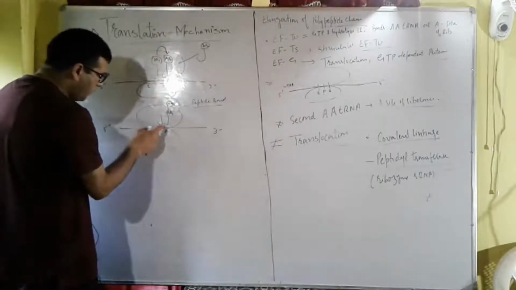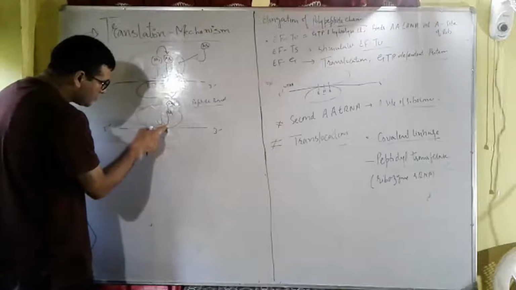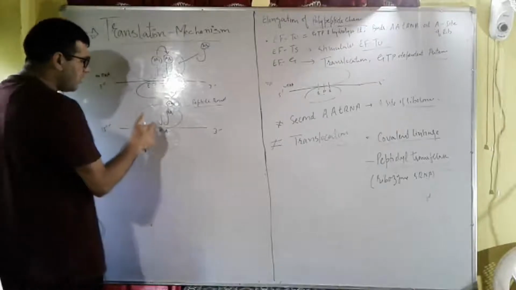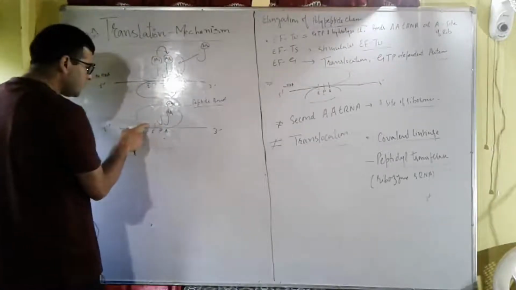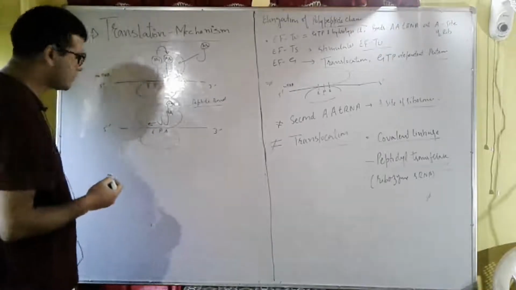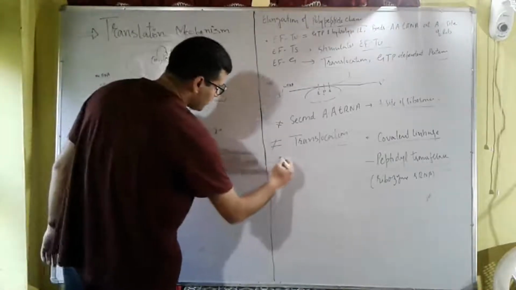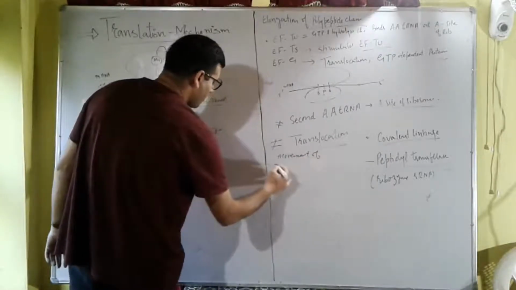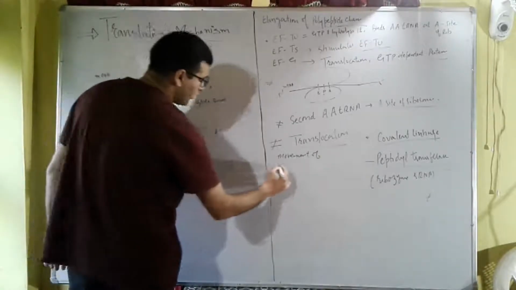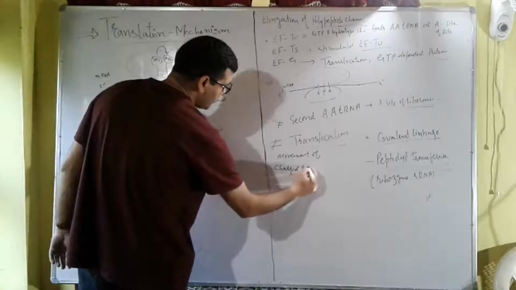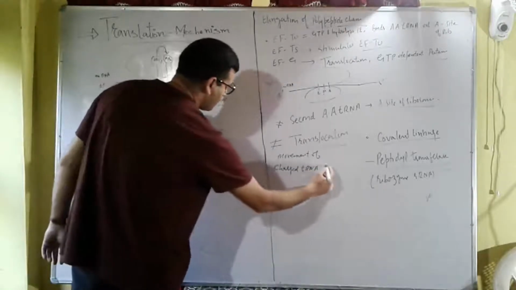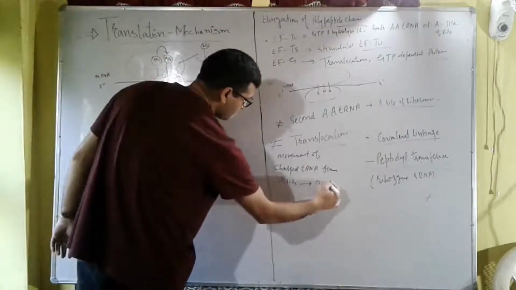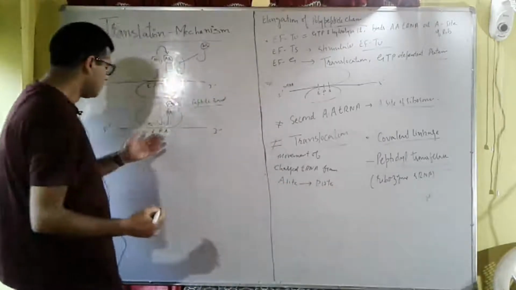Now the tRNA at the A site is translocated to the P site, and the tRNA which is unloaded at the P site is being shifted to the E site. This is known as translocation. What do you mean by translocation? It simply means movement of charged tRNA from A site to P site, coupled with the movement of codons.